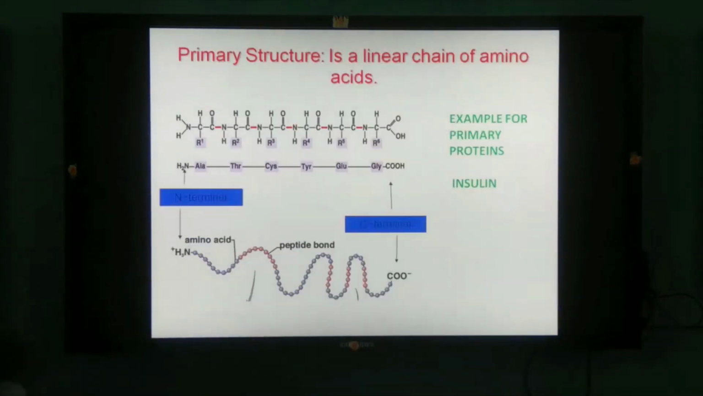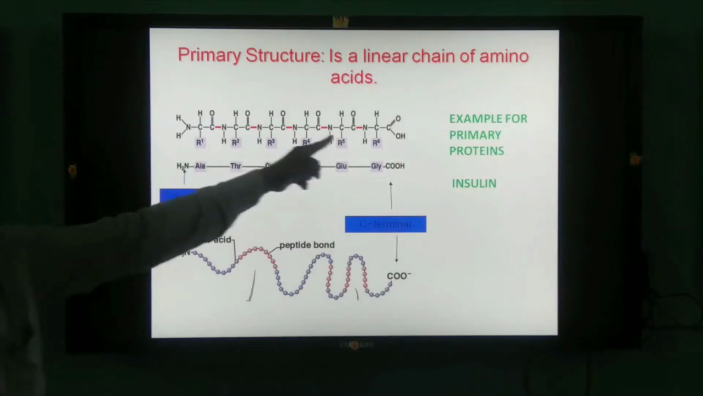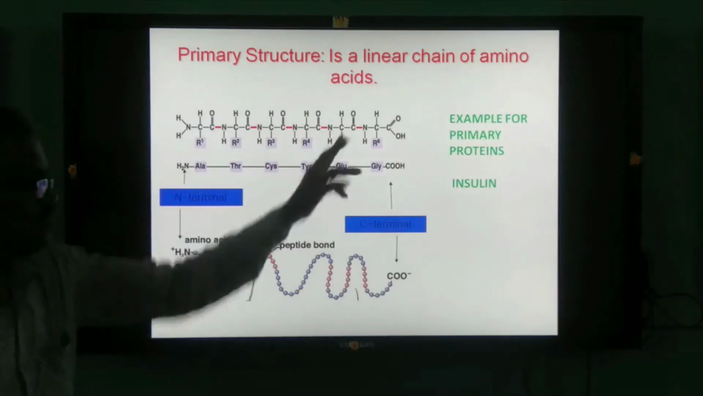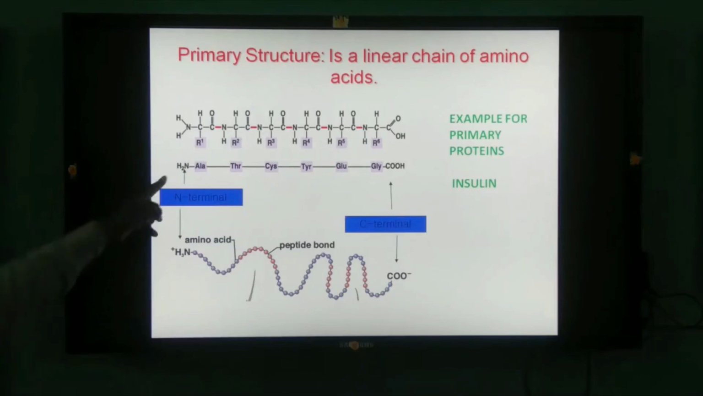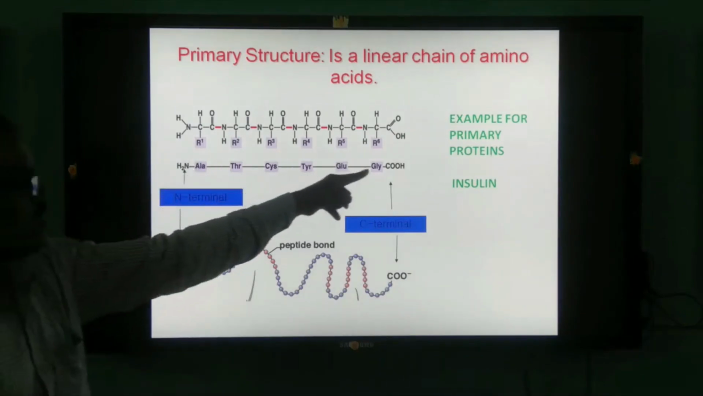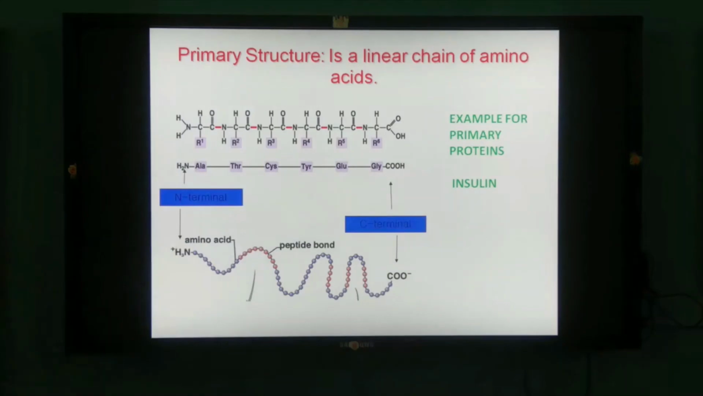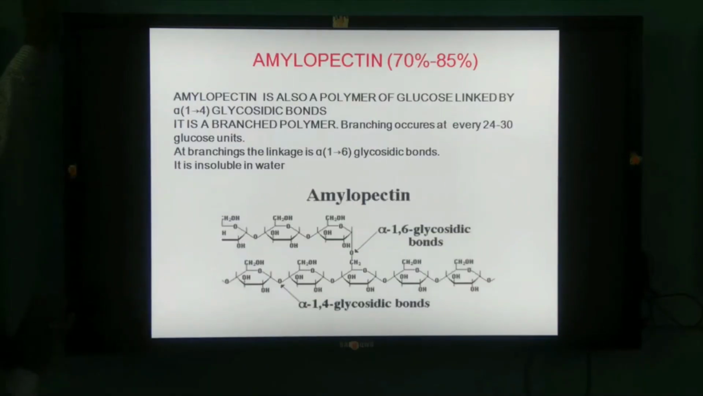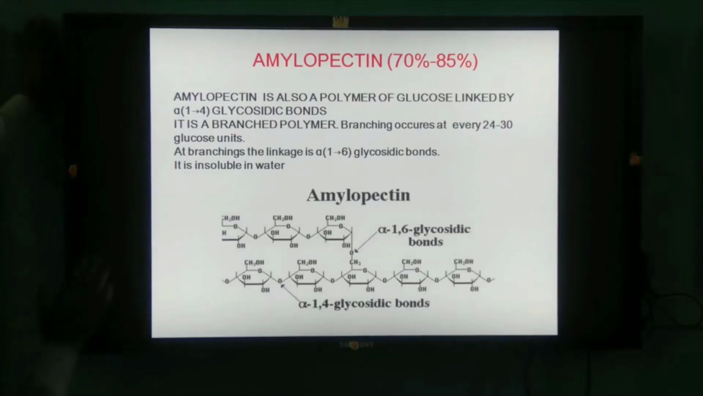Primary structure is only the regular arrangement. That means in a sequence, alanine, thymine, cysteine, again like this, they are all in one line. So that is called the primary structure, which represents, of course, cellulose.